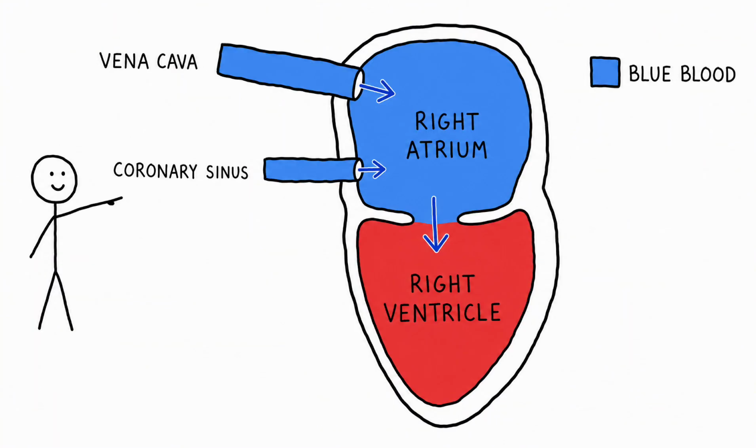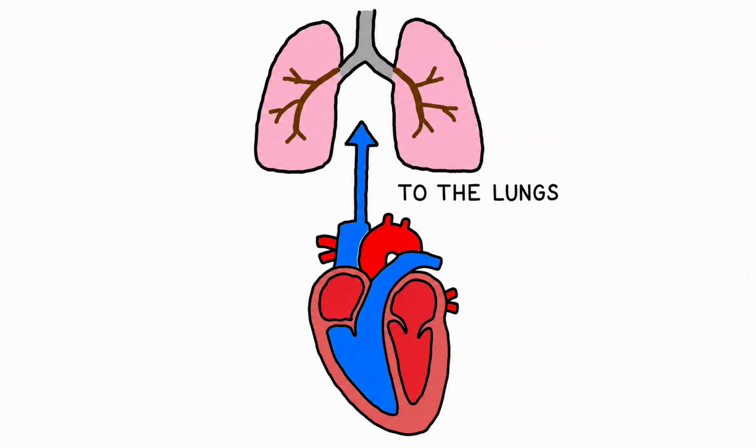So the right atrium is going to receive blood returning from the systemic circuit, from the superior and inferior vena cava and coronary sinus. And that's going to pump blood to the right ventricle. The right ventricle is going to receive the blood from the right atrium and pump blood to the lungs.